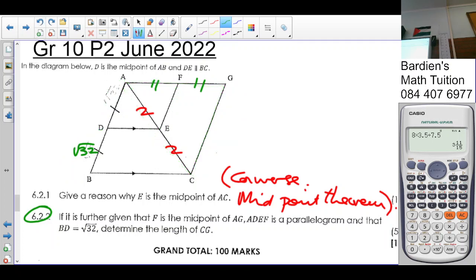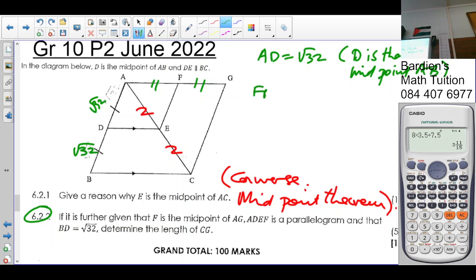Firstly we know that AD is equal to root 32. Why? Because D is the midpoint of AB. Then FE is equal to root 32. Why? Because two pairs of opposite sides are equal in a parallelogram.